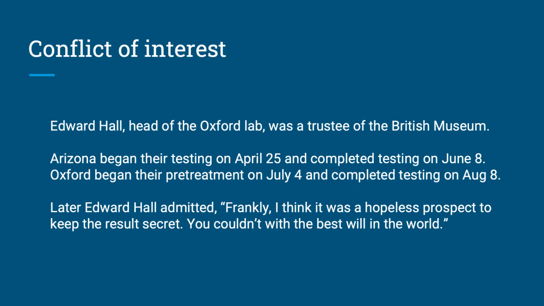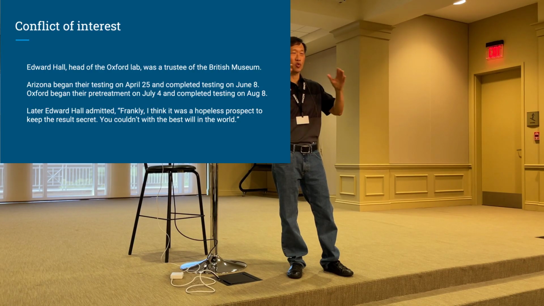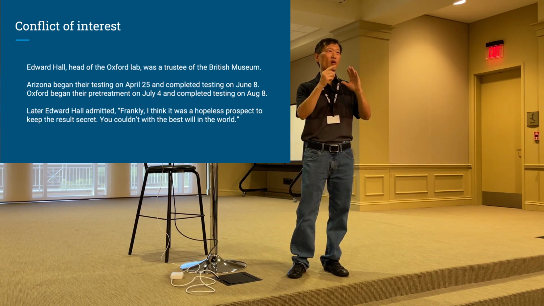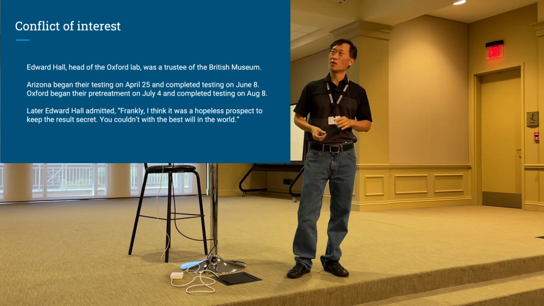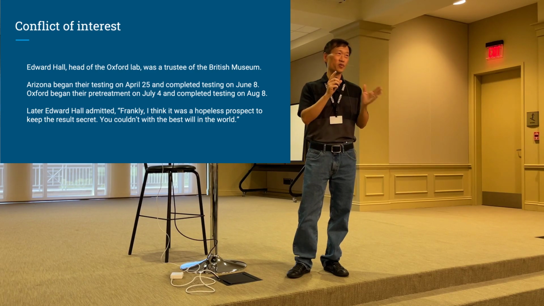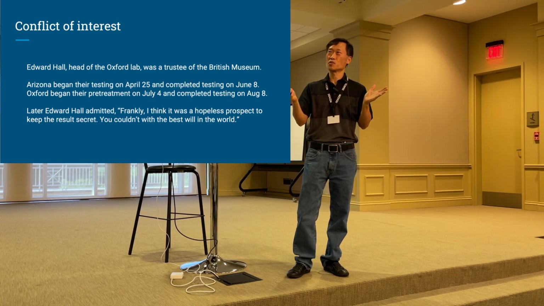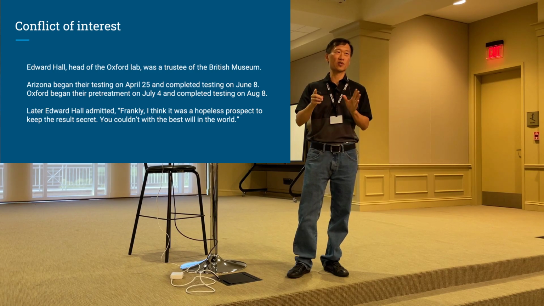There was a conflict of interest. Edward Hall was the head of the Oxford lab, one of the 3 labs that did the testing. He was a trustee of the British Museum. The British Museum was the organization that was going to get all the results from all 3 labs and collate all the data. So there's a conflict of interest there. He was a trustee of the British Museum, and he was also head of the Oxford lab. And the timing of all this is also very interesting.